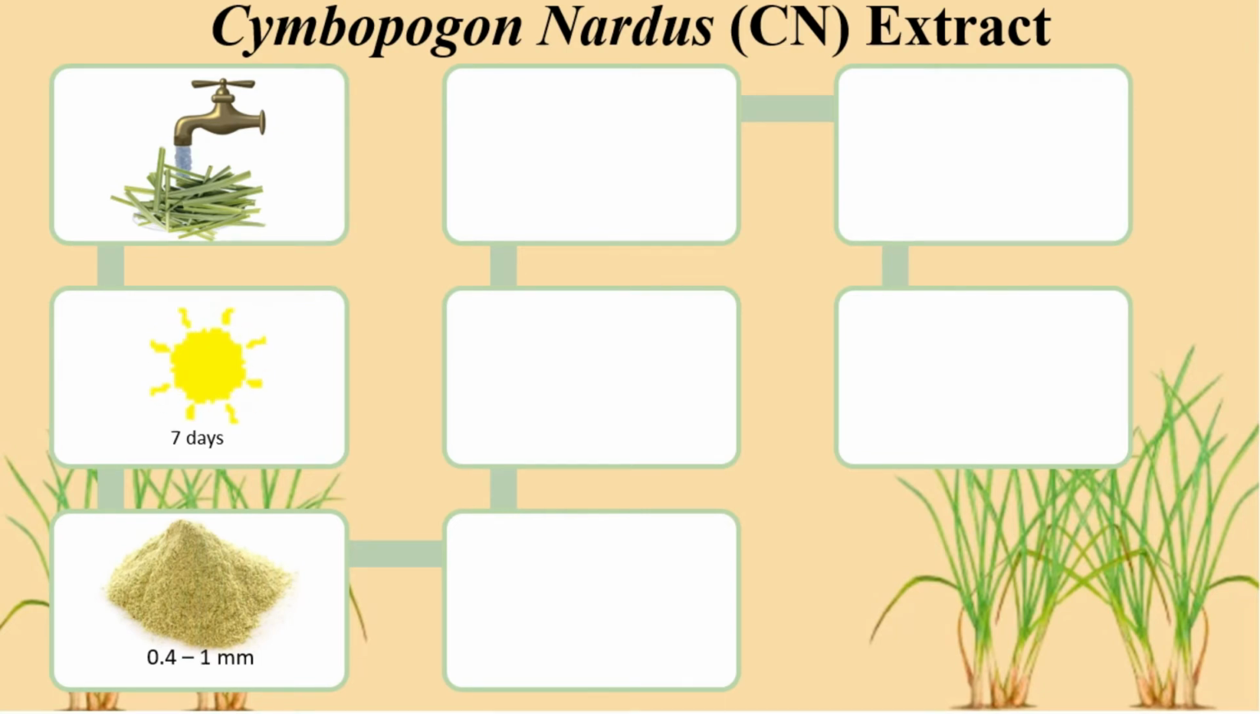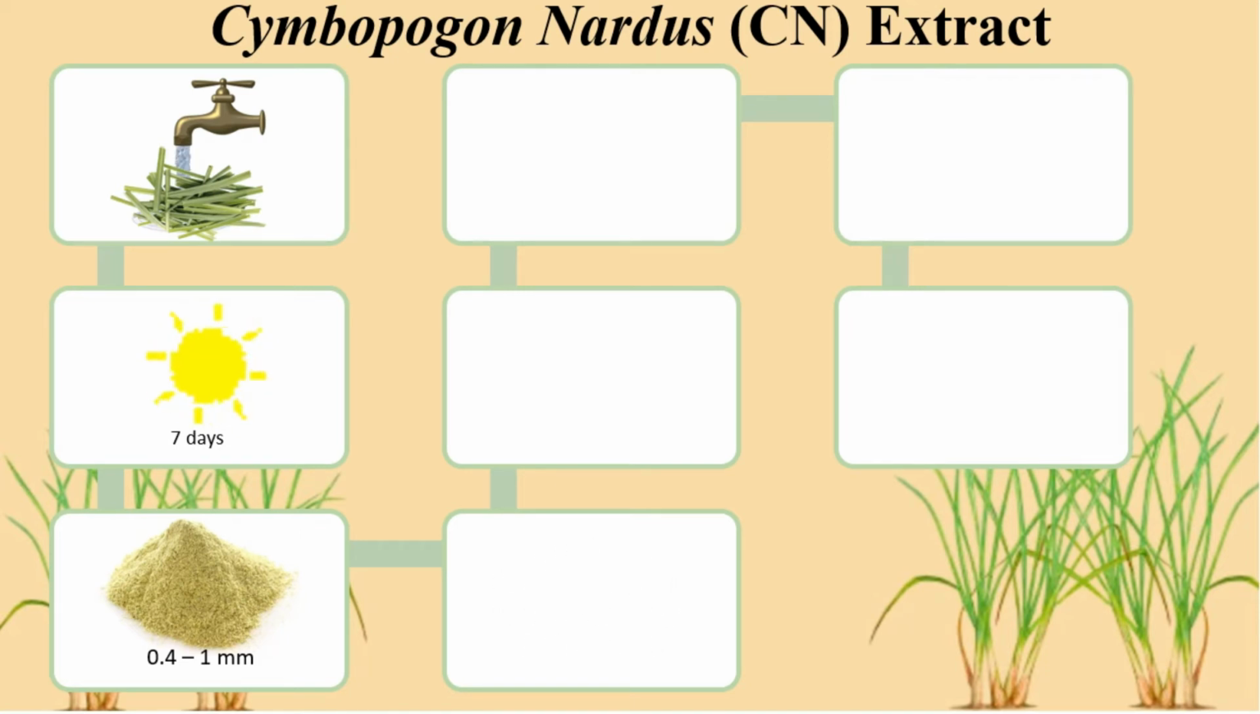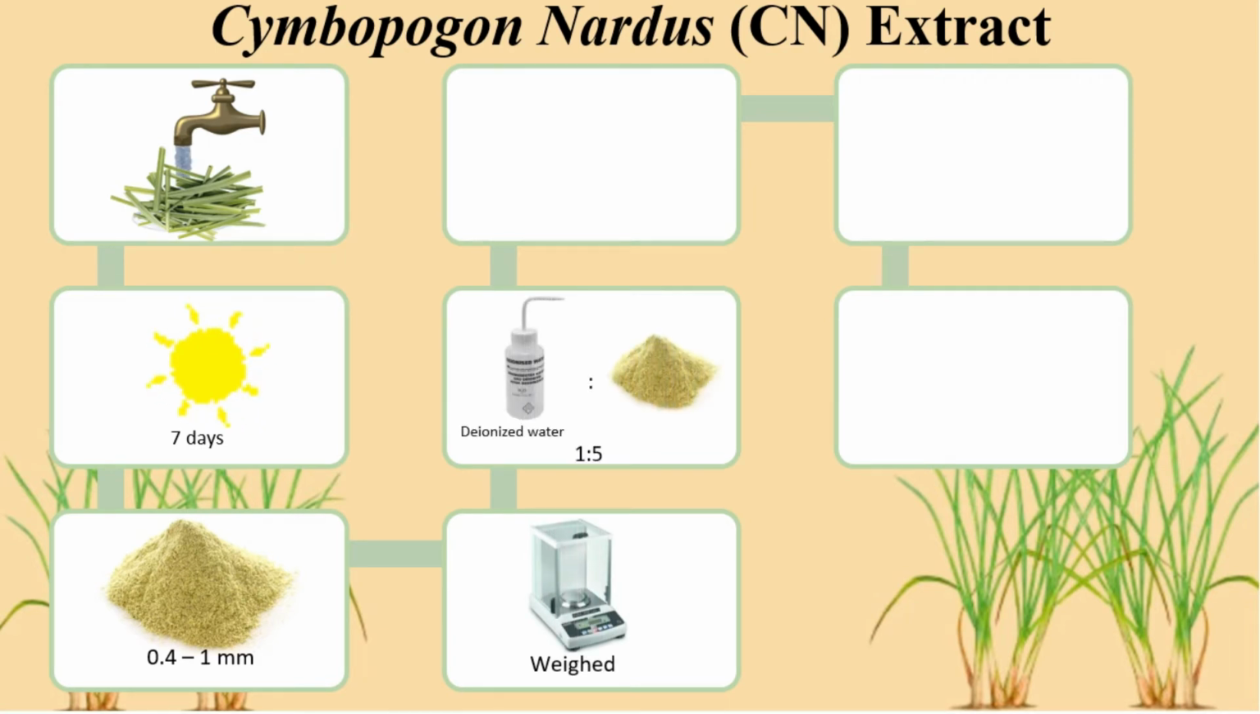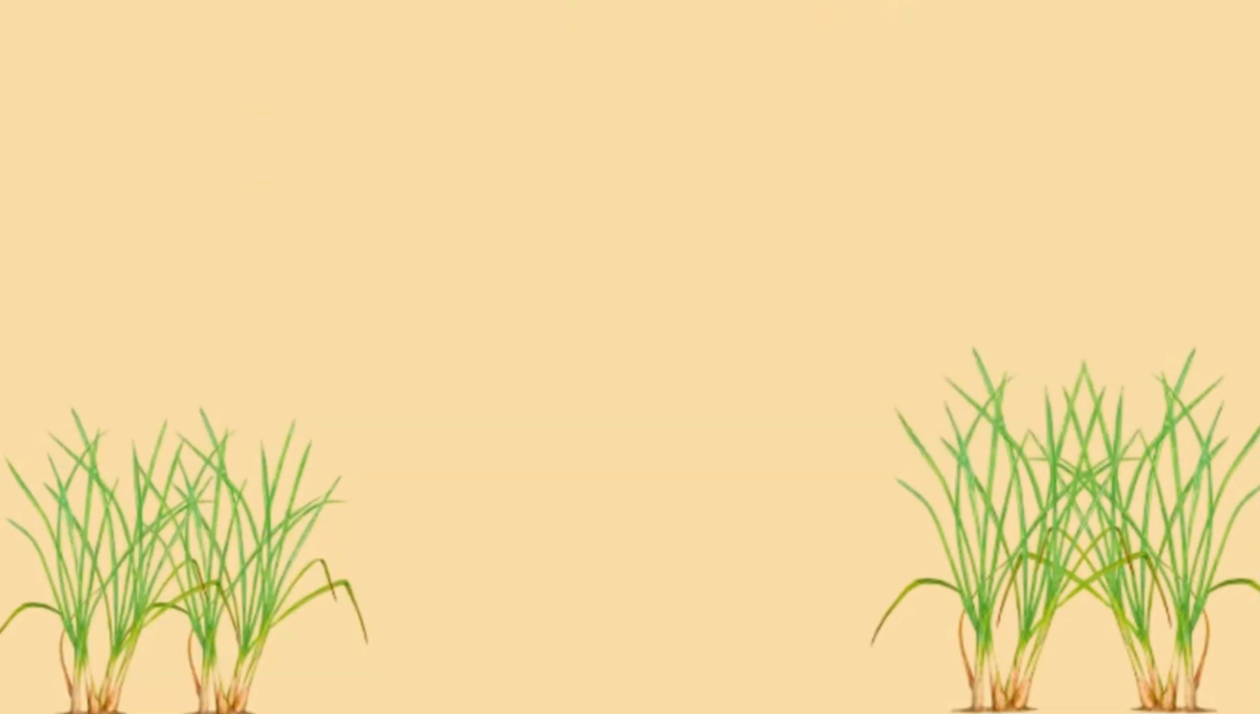The extraction of phenolic compound from CN is carried out using conventional heating process. The leaves powder is weighed and mixed with deionized water at a water to powder ratio of 1:5. The mixture is boiled at 80 degrees Celsius for 60 minutes until the color of the solution changes into brownish. The extract sample is filtered. The extract is collected and stored at 4 degrees Celsius and ready to be used for the synthesis of nanoparticles.